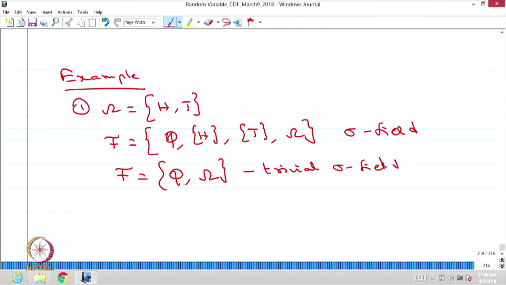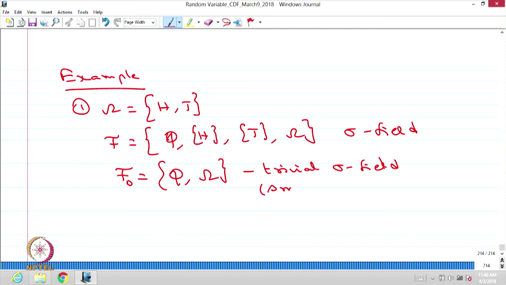For any omega, you can always make a sigma field that consists of empty set and the whole set. That's a trivial sigma field. Some books use the notation F suffix naught. If it is F suffix naught, that's a trivial sigma field. So not only is this a trivial sigma field, this is the smallest sigma field also. Since I use the word smallest sigma field, the other one which has singleton elements starting from empty set, singleton elements and the whole set, this is the largest sigma field.